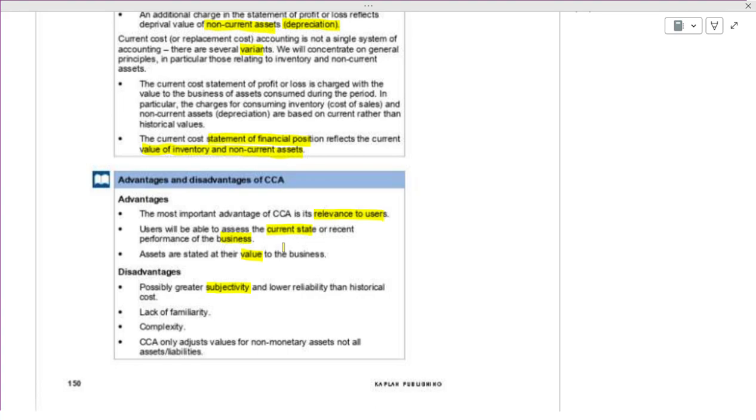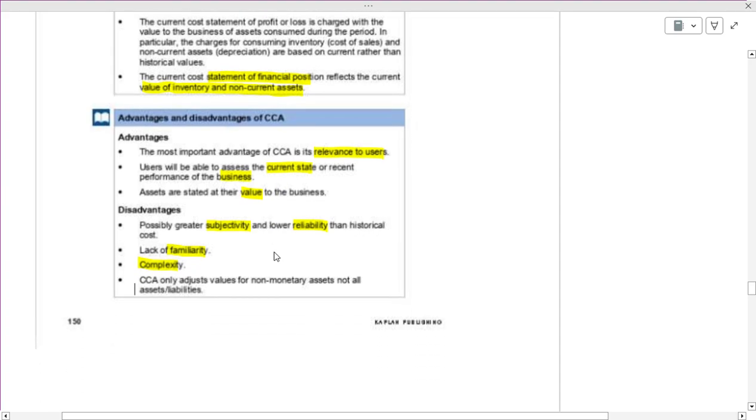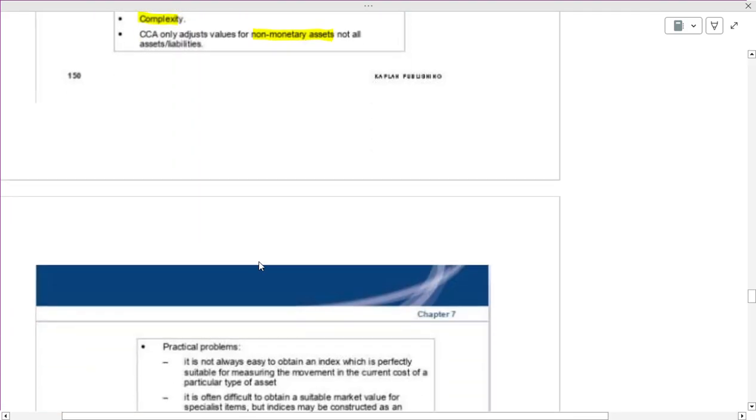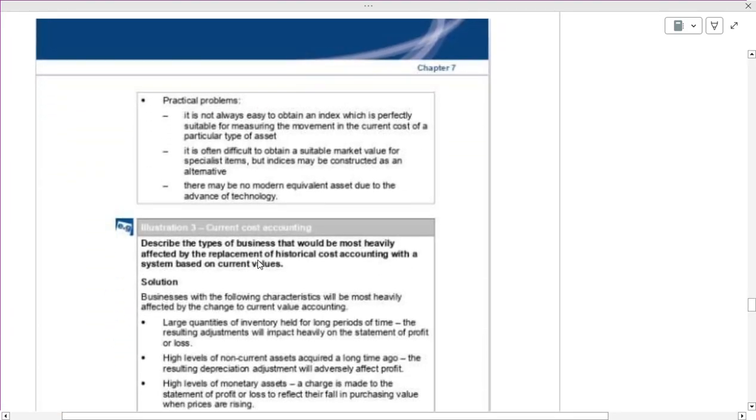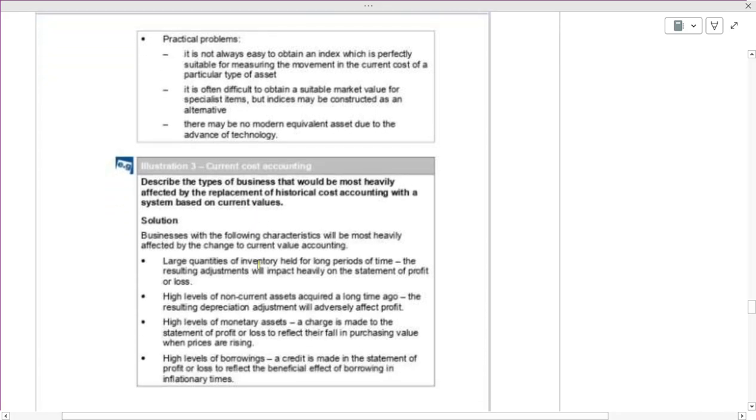There is possibly greater subjectivity depending on the understanding. So it is not that reliable, lower reliability than historical cost. People don't know about this, a lack of familiarity. It is a little bit complex, a little bit confusing. CCA only adjusts for non-monetary assets. It is only concerned with inventory and non-current assets. They ignore other assets as such. Okay, you have historical cost, you have current purchasing power accounting, you have current cost accounting. These are the things they are talking about.